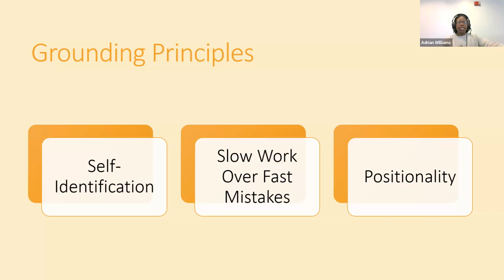The second understanding is slow work over fast mistakes. The description of living people will always be incomplete. It will never be done. It will take constant work and revision. And it's better that that cataloging work is done step by step, book by book, rather than done in batch.